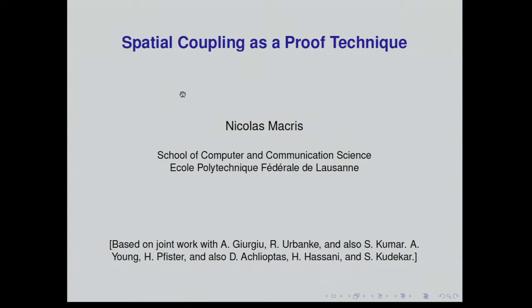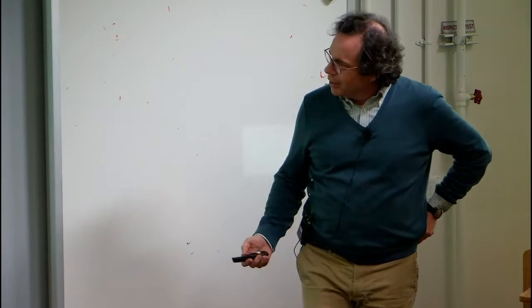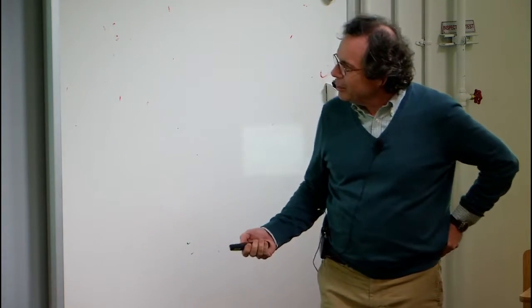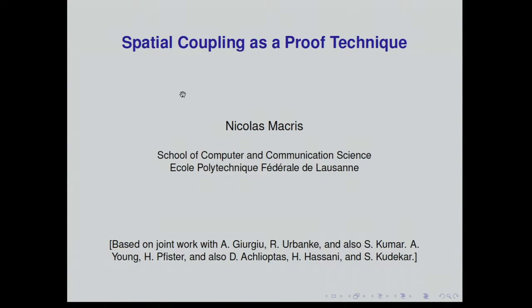So I'll talk about a sort of new proof technique that we have developed in the last years that we call spatial coupling. And this was developed through joint work mainly with Rudiger and Andrei Georgiou, but also through other works with Dimitris Achlioptas, Hamed Hassani, Santosh Kudekar, Andrew Young, and Henry Pfister, and also Srinivas a few years ago.